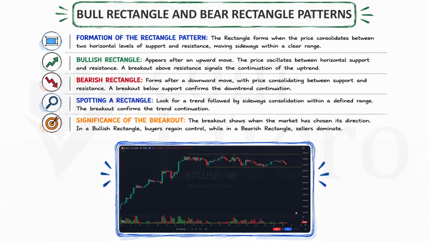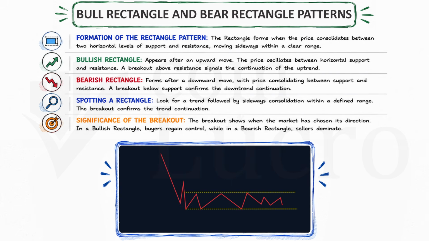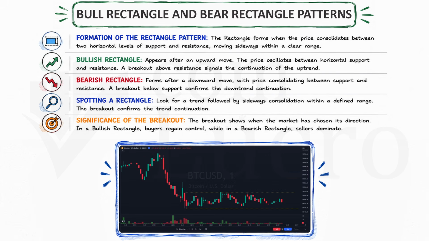In a bullish rectangle, the pattern appears after an upward move. The price oscillates between a horizontal resistance at the top and a horizontal support at the bottom, forming a rectangular shape. The breakout above the resistance signals that the uptrend is likely to resume. Conversely, a bearish rectangle forms after a downward move, with the price consolidating between horizontal support and resistance levels. A breakout below the support confirms the continuation of the downtrend.